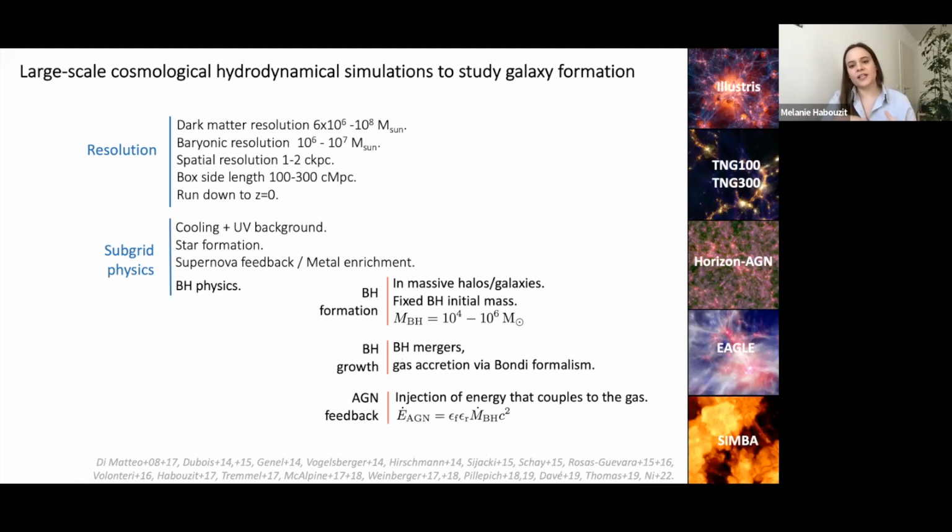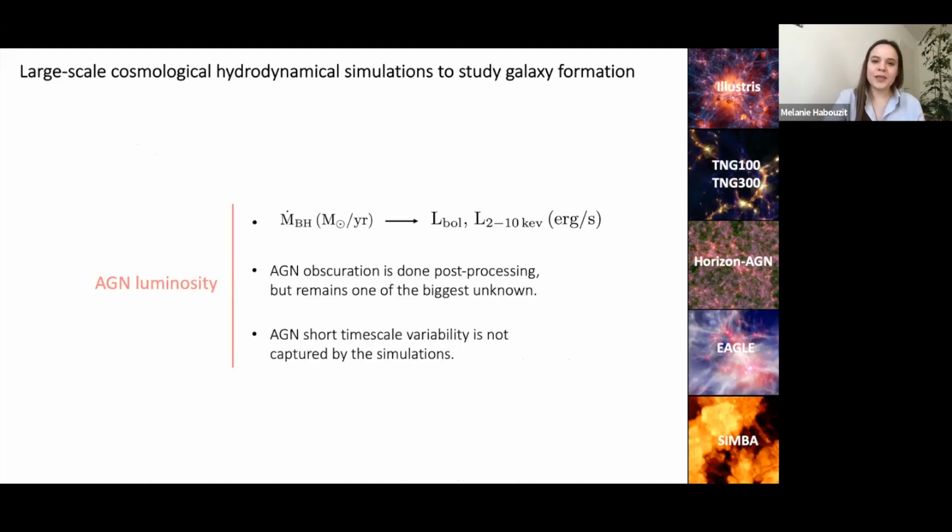And finally, if black holes are active and accrete gas, they can also inject a fraction of this energy into their surroundings, and this energy will couple to the gas and impact the host galaxy and the larger-scale surroundings of the black hole. This is what we call AGN feedback, and it's really important to actually get the properties of the galaxy right in the simulation. So this was a summary of what the simulations are doing.